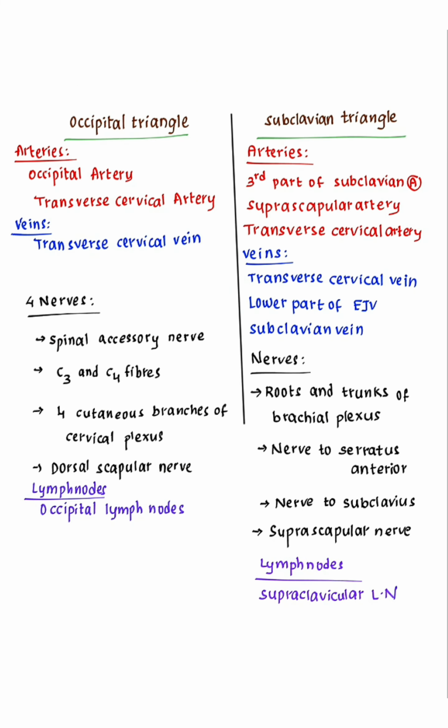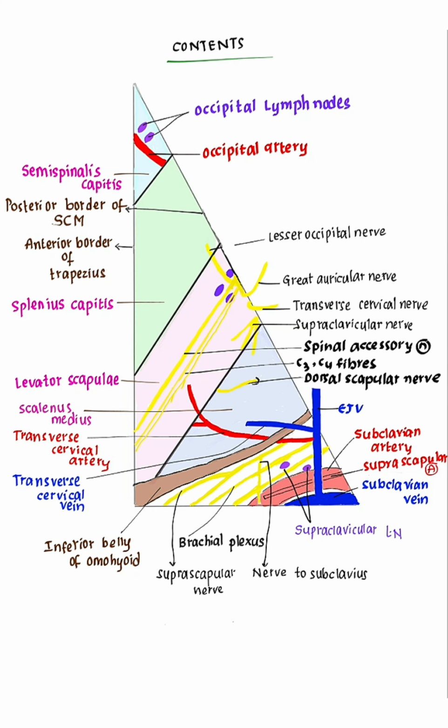Contents of the occipital triangle: arteries, veins, nerves, lymph nodes. Arteries: occipital artery, transverse cervical artery. Veins: transverse cervical vein. The occipital artery is a branch of the external carotid artery. It crosses the apex of the posterior triangle superficial to semispinalis capitis.